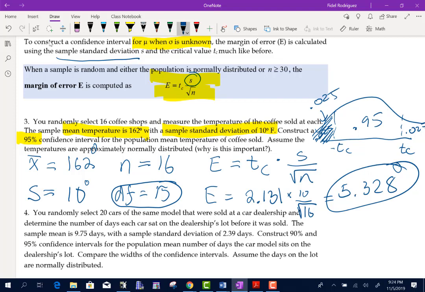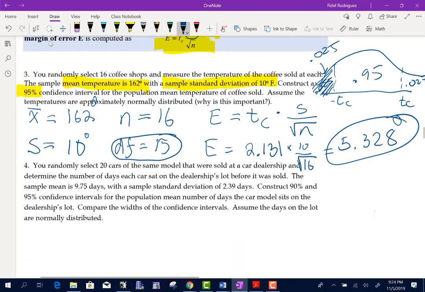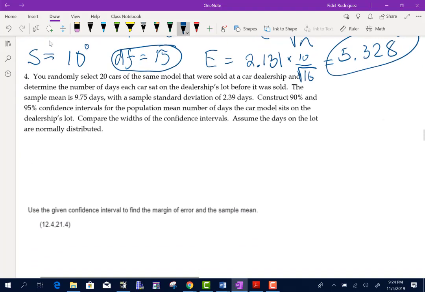Okay. So guys, let me go ahead and see if we can do number 4. Let's see if we can set it up. It says you randomly select 20 cars of the same model that were sold at a car dealership and determine the number of days each car sat on the dealership before it was sold. The sample mean is 9.75 days. Okay, I'm going to stop right there. I want to make sure we understand what we're looking at.